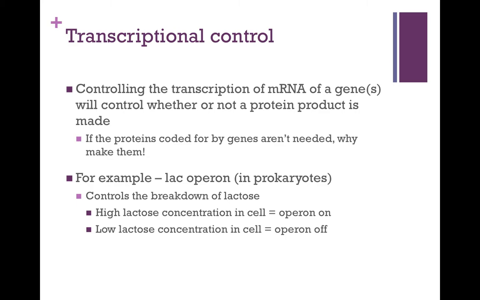The genes are transcribed to make mRNA that will then in turn make proteins and enzymes that are responsible for breaking lactose down. But if there's no lactose in the cell, then the operon does not need to be on. It's actually turned off so that those enzymes and proteins that are responsible for lactose breakdown aren't just sitting in the cell, wasting space and wasting energy.